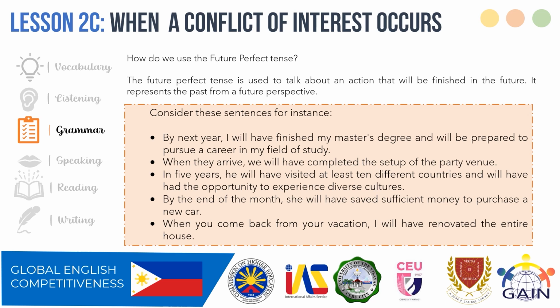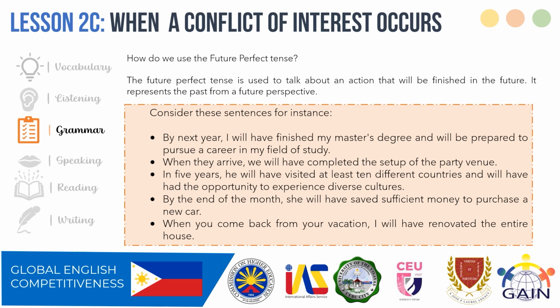It represents the past from a future perspective. Here are a couple of examples. By next year, I will have finished my master's degree and will be prepared to pursue a career in my field of study. We have here, will have finished. Next example. When they arrive, we will have completed the setup of the party venue. Again, here we have will have completed.